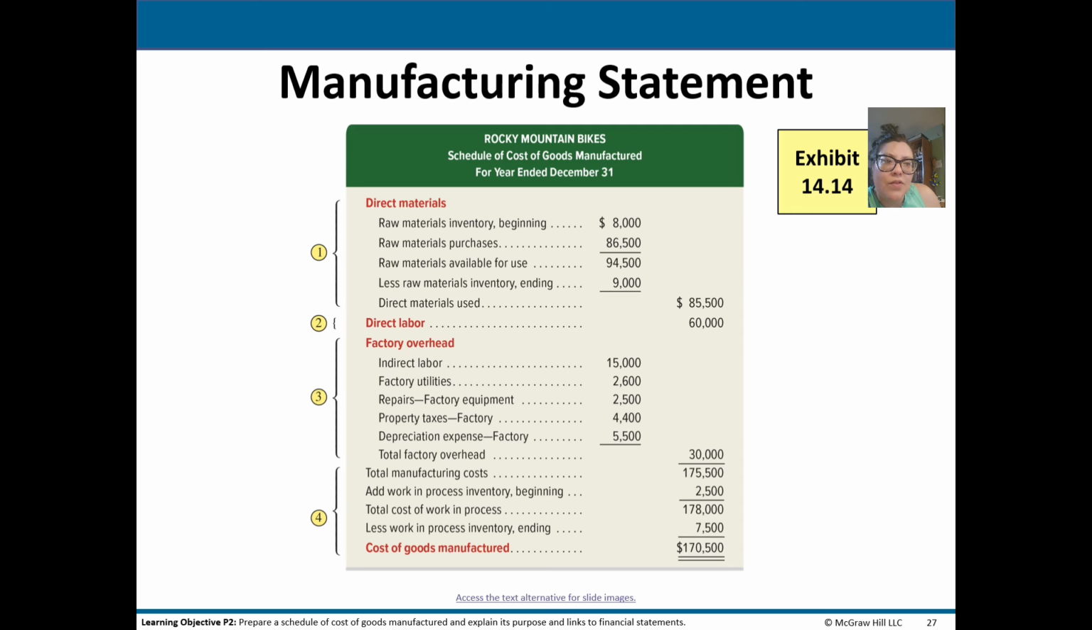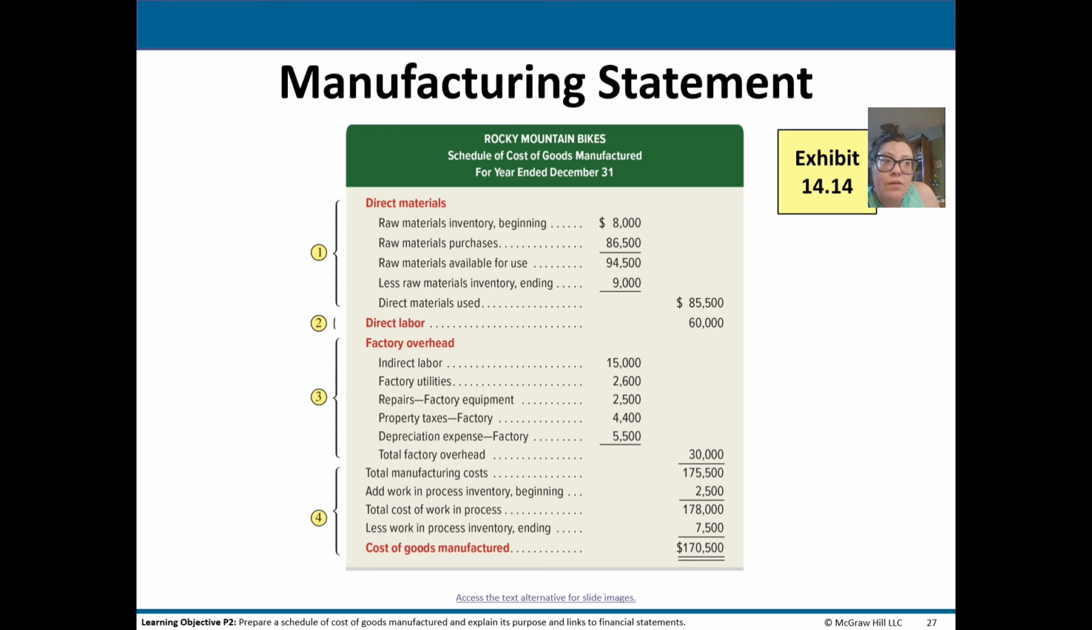Okay, then let's look at the third one. This is where they compute the factory overhead used. So this schedule is going to list out each factory overhead cost. So all of these costs are indirectly related to the manufacturing activities. So the period expenses that we talked about earlier, the SG&A expenses, selling and general and administrative, those are not reported here. So this shows that the total factory overhead was $30,000 for the year.